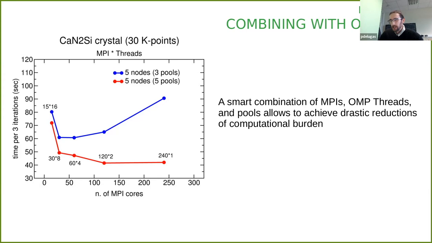So this is just to say that, okay, when you decide how many pools you have to run, you also have to take into account the number of nodes you have at your disposal, as you can see from the graph. And then, of course, you can also implement the OpenMP part and optimize your run.